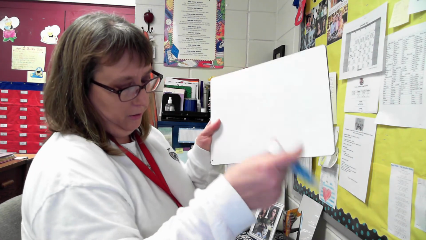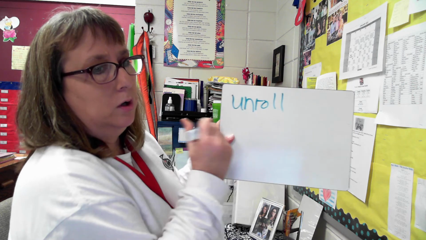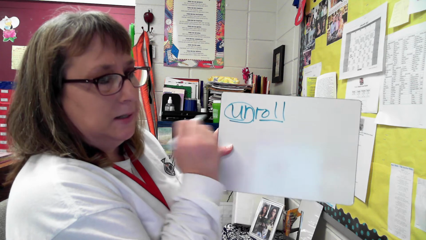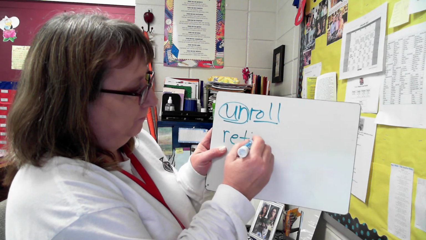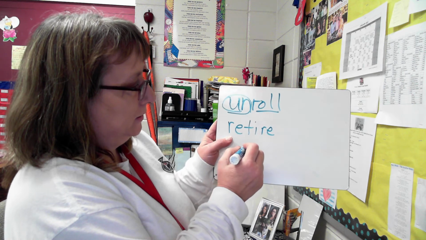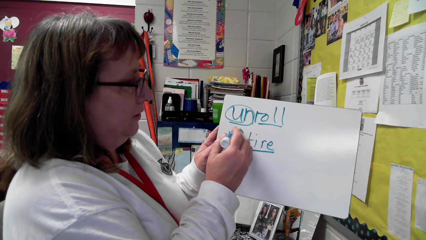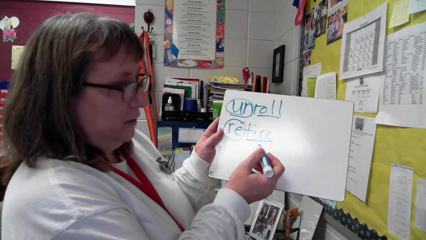All right, now I'm going to do a little more. Get another board. I'm going to write a couple more words. Your first word is unroll. On unroll, I have a prefix of un, and my base word is roll. All right, you do the next one. Say the word. What word is it? Okay, what is my base word? What is my prefix? And again, it means if you redo something, you're doing it again.